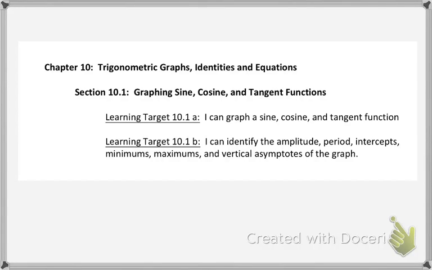Today we're going to start our look at Chapter 10, which is on trigonometric graphs, identities, and equations. Today's lesson is on section 10.1, graphing sine, cosine, and tangent functions. There are two learning targets in section 10.1. Learning target 10.1a is I can graph a sine, cosine, and tangent function. And learning target 10.1b is I can identify the amplitude, period, intercepts, minimums, maximums, and vertical asymptotes of the graph.